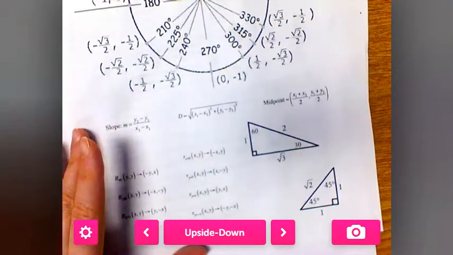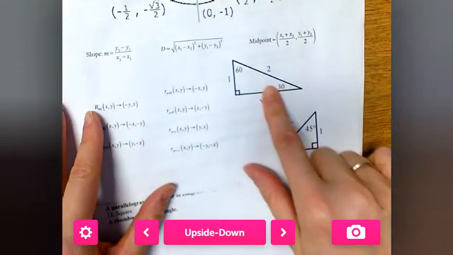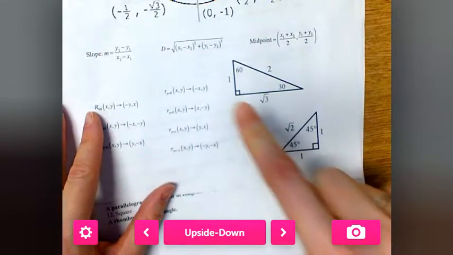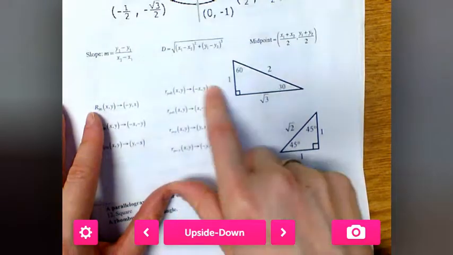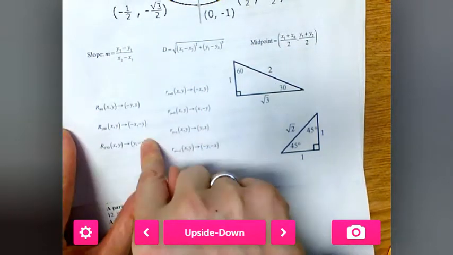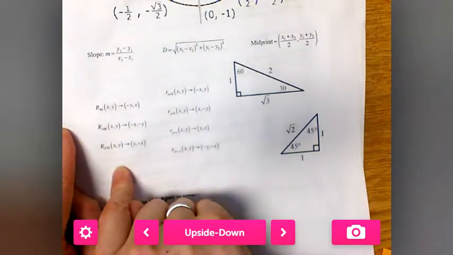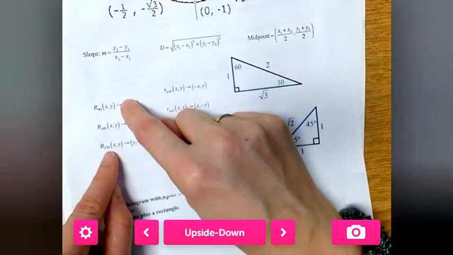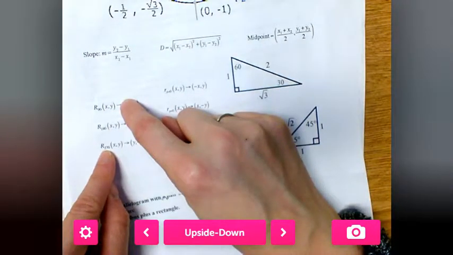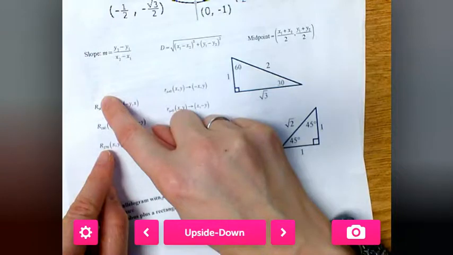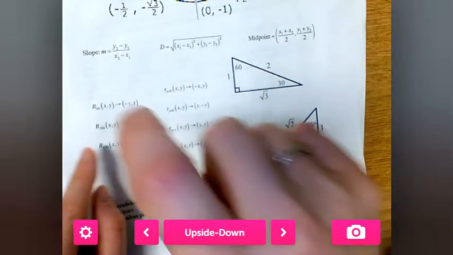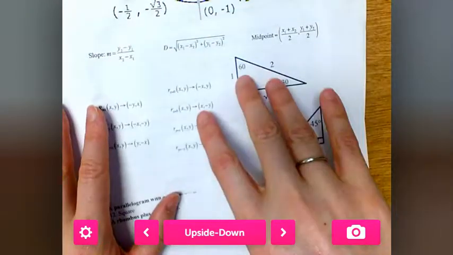It's got 45-45-90 and 30-60-90 triangles on here. It's got, if you reflect it over certain things, what's the formula? And it's got the rotations. Now, these are all counterclockwise. Remember, 270 clockwise would be the same as 90 counterclockwise. Okay? So this is what your formula sheet will look like for tomorrow.